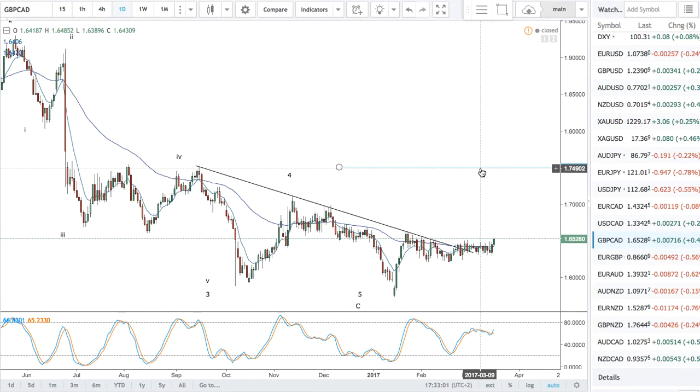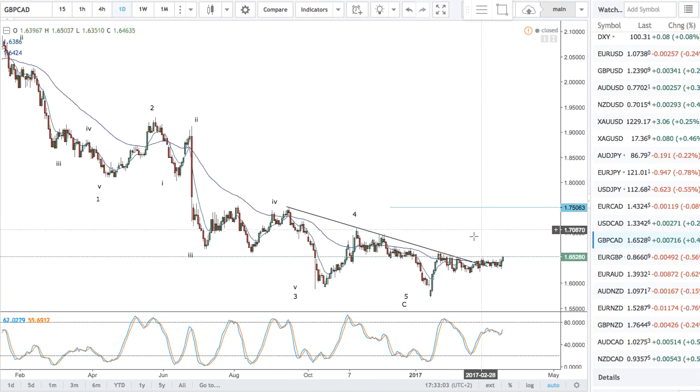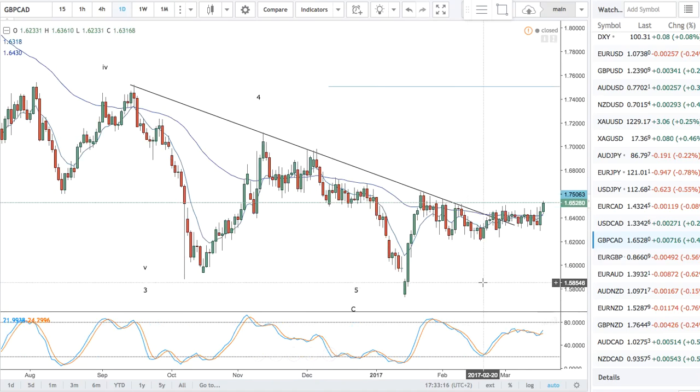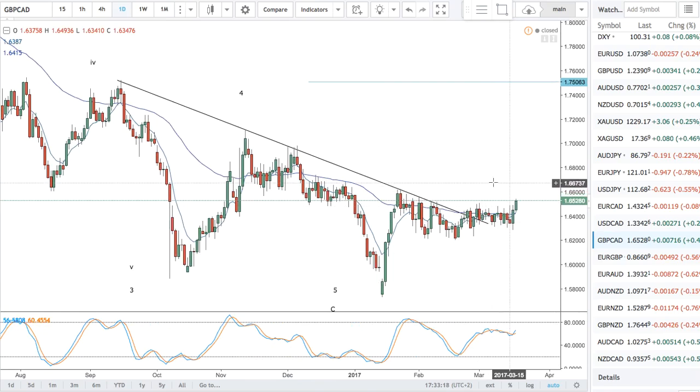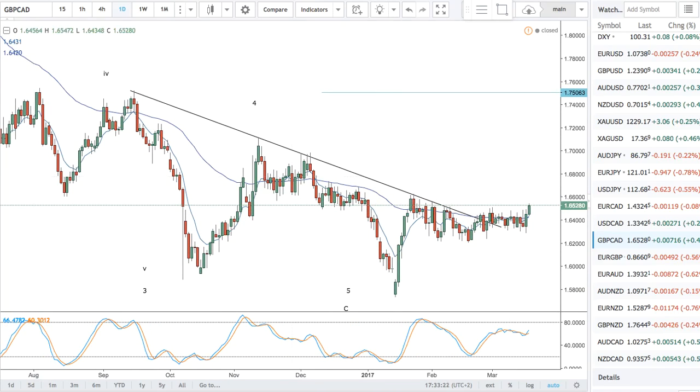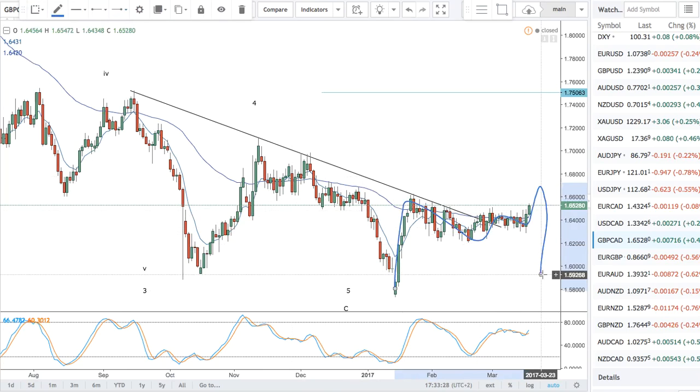The target is 175 overall for wave correction of this five wave down move. Or it could also peter out here as a three wave move, something like that. That's possible too. I don't have a trade here.